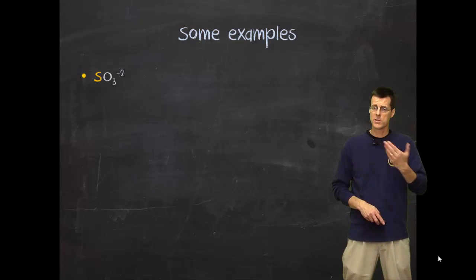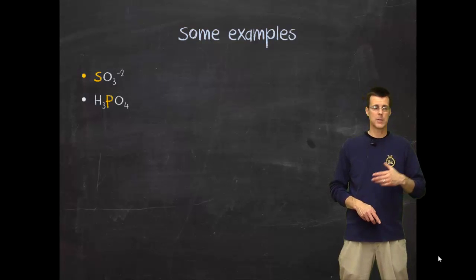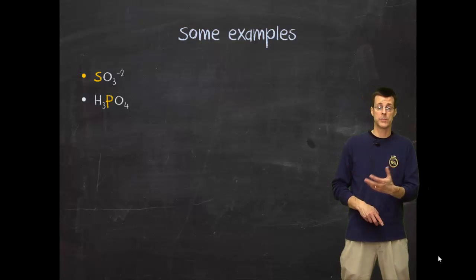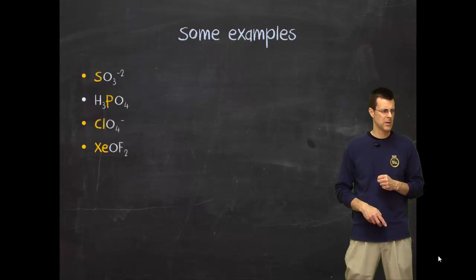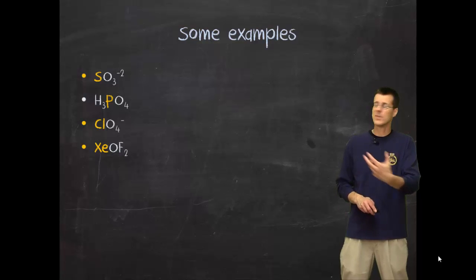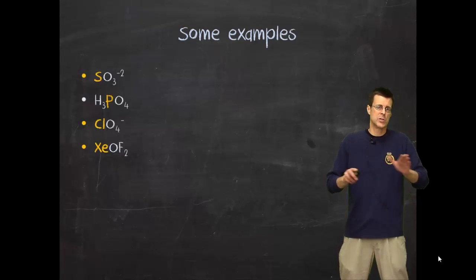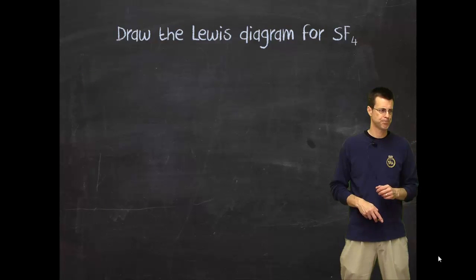So for the first one, sulfur is a central atom. For the second one, phosphorus is a central atom. There's only one of them. It's not written first, but it can't be hydrogen. Third one is chlorine, and the fourth one is xenon. Now, we don't often see xenon involved in compounds, and this compound might not last very long, but we do have chemical formulas involving xenon, and it will be the central atom.